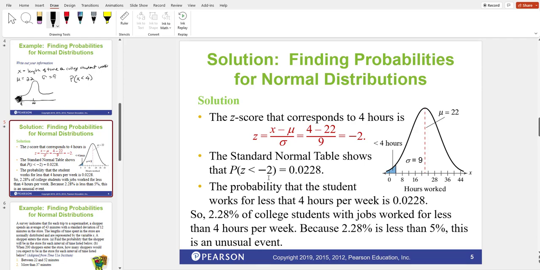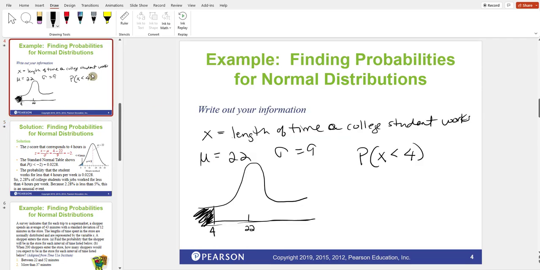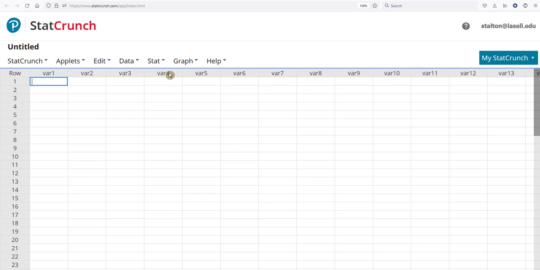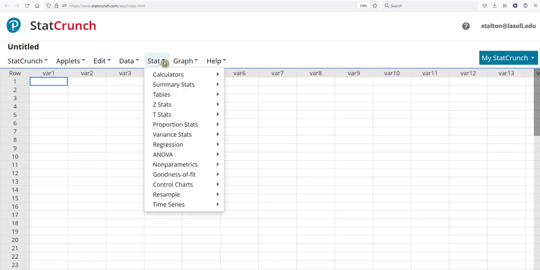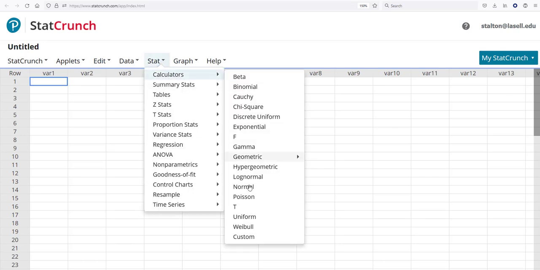You can use technology. I'm going to show you how to use my Excel template as well as StatCrunch. When you use Excel or StatCrunch, you do not have to convert to a z-score. You can use the values as they are. So let me go ahead and go to StatCrunch. We're going to go to Stat, Calculators, Normal.